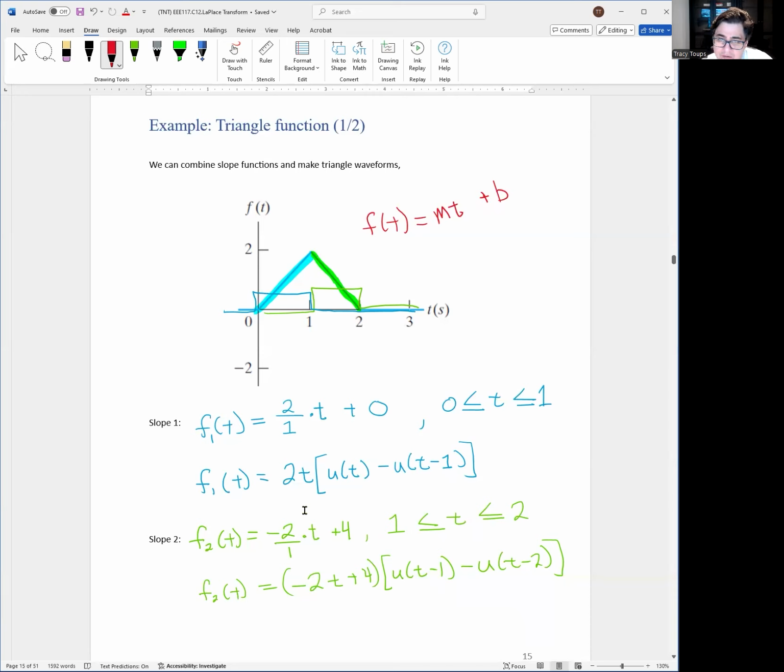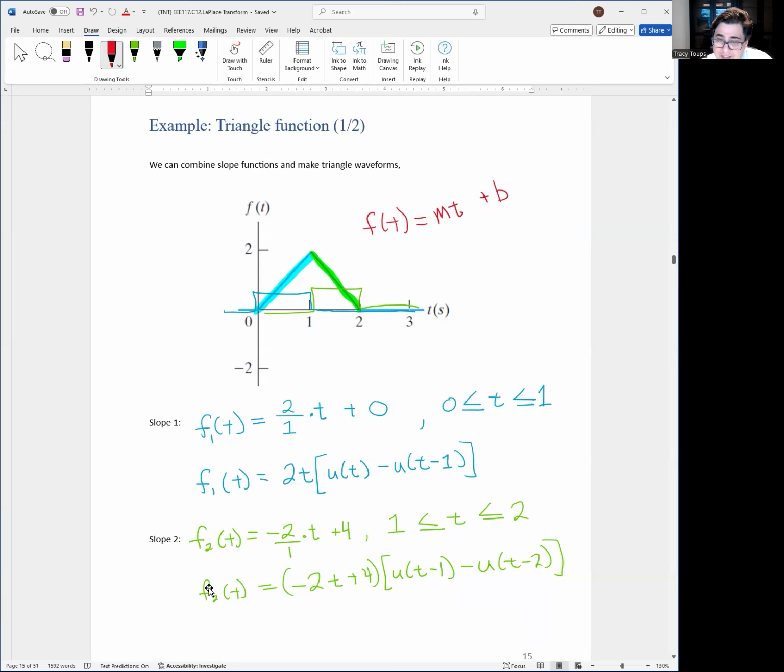Okay. So our function mt plus b, m is -2, t stays with us, and b is +4. So our slope would be -2 times t plus 4. And our window function is between 1 and 2. So this should only be active between 1 less than or equal to t less than or equal to 2.